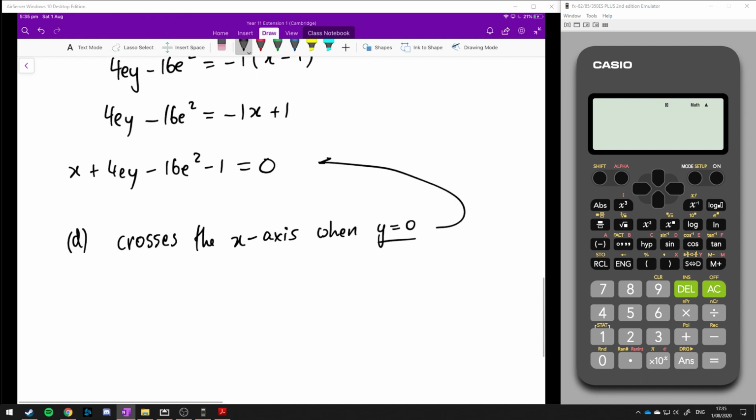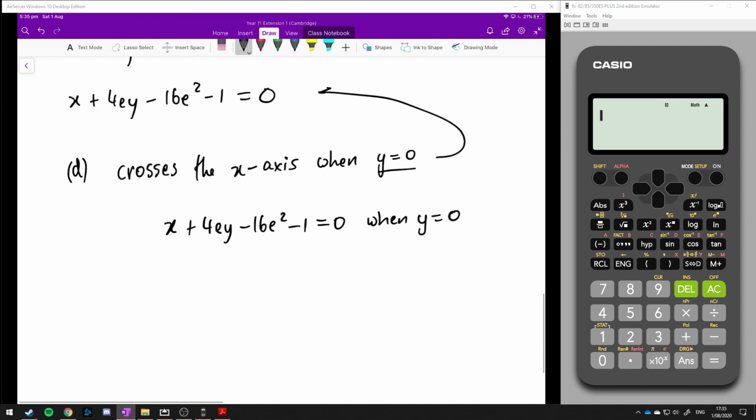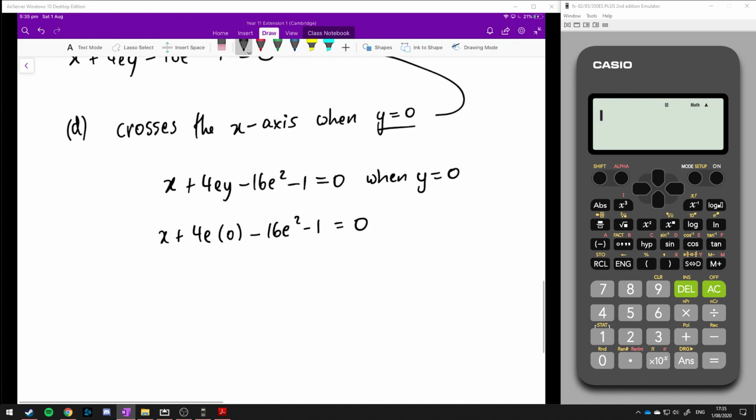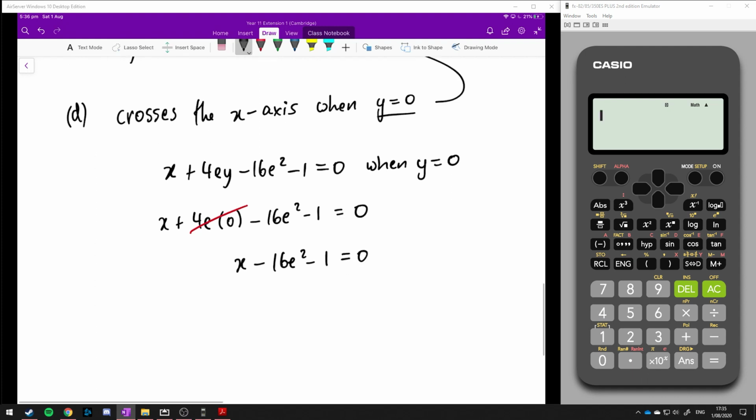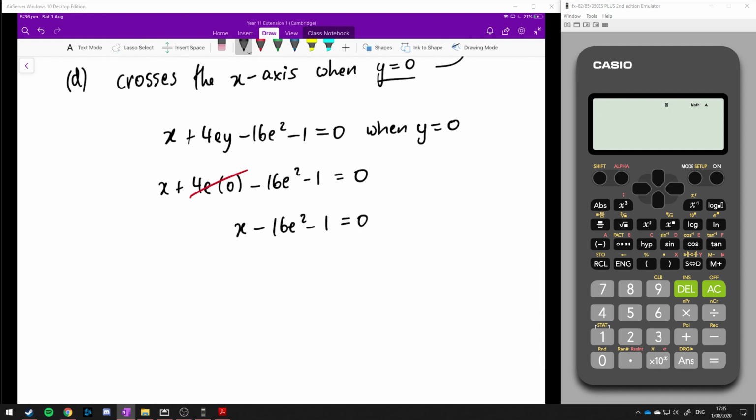In other words, we want x plus 4ey minus 16e squared minus 1 equal to 0, when y is equal to 0. Substituting that in, we get x plus 4e lots of 0 minus 16e squared minus 1 is equal to 0. That cancels out the middle term, and that's going to leave us with x minus 16e squared minus 1 is equal to 0. By adding 16e squared and 1 to both sides, I get x is equal to 16e squared plus 1. And there we go.